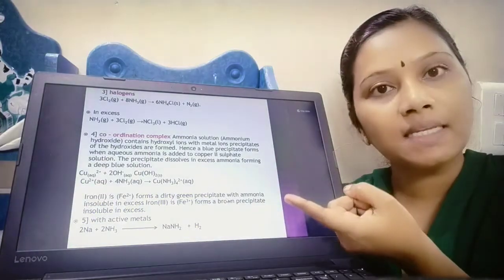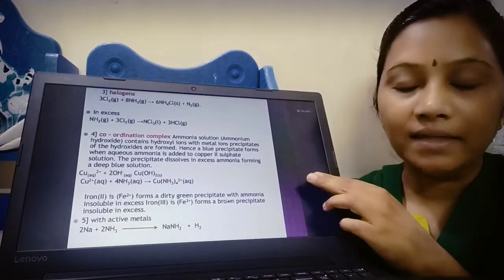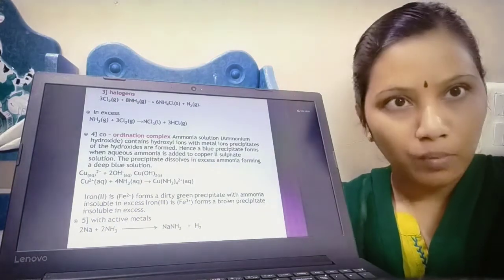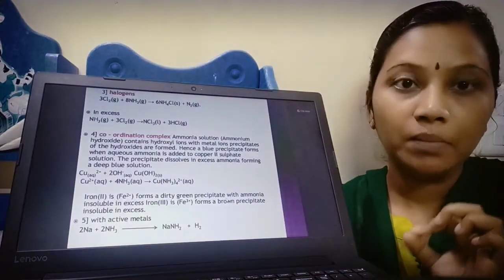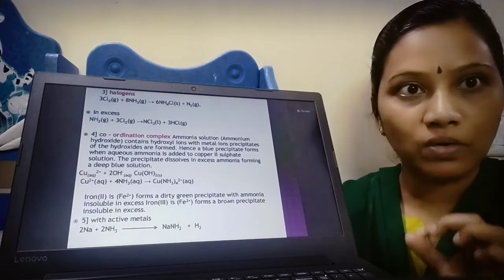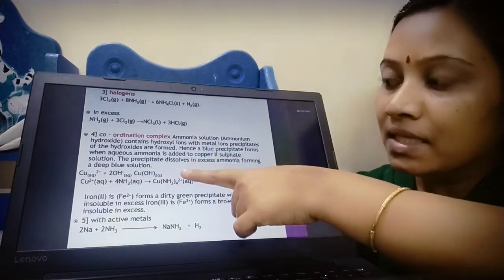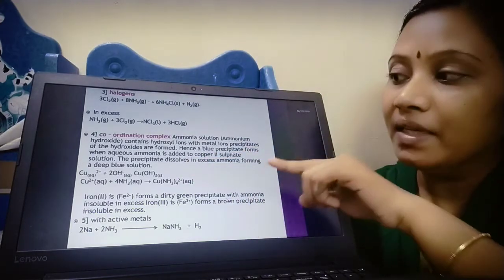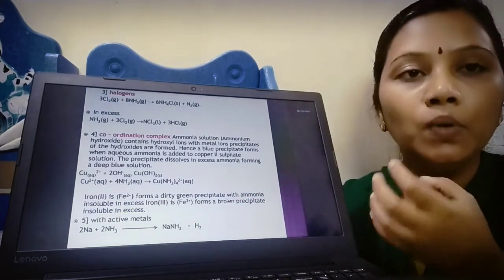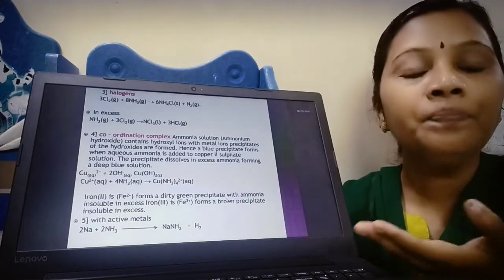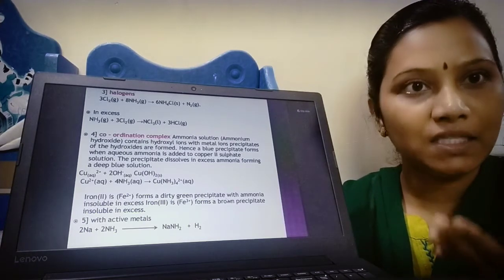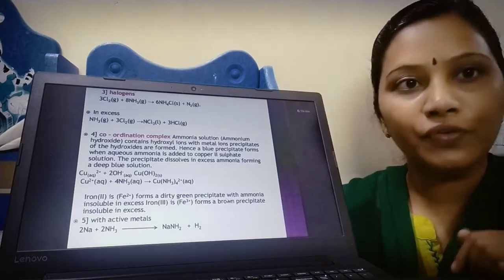Then this is the formation of a coordination complex. Here, if I add water to ammonia, I am going to call that ammonia solution, because it contains hydroxyl ions. Now, what happens when this ammonium hydroxide is treated with copper sulfate? When aqueous ammonia solution is treated with copper sulfate, a blue precipitate is formed.